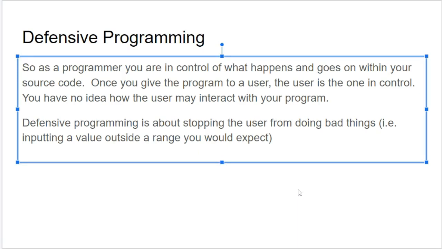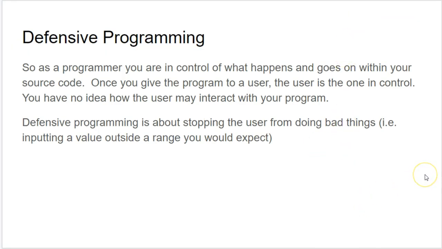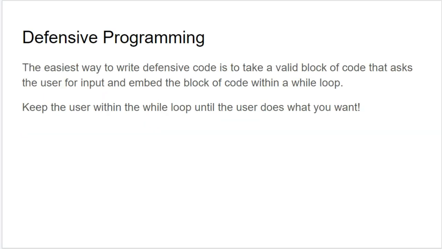So as a programmer, you're in control of what happens and goes on when you're within your source code. But once you give the program to a user, you're out of the picture, you're out of control. You can't really know what that user may or may not do. Defensive programming is about stopping a user from doing something bad. For example, maybe inputting a value outside of a range that you would expect.